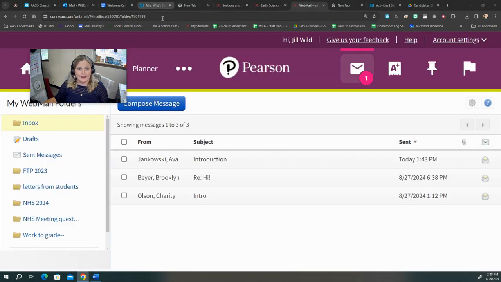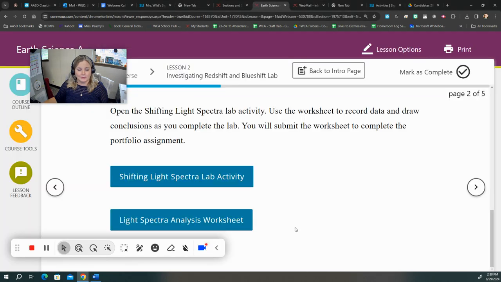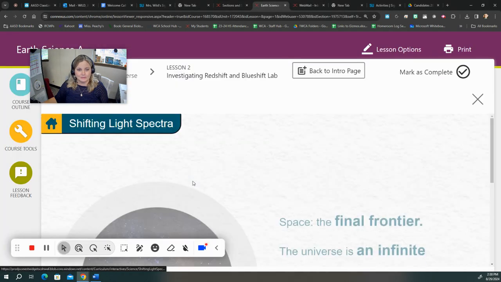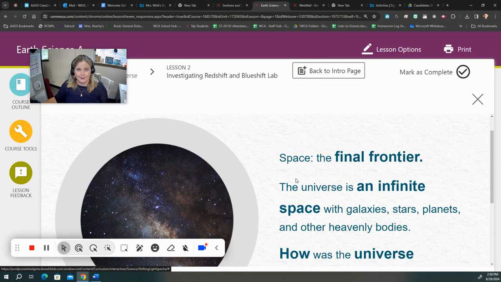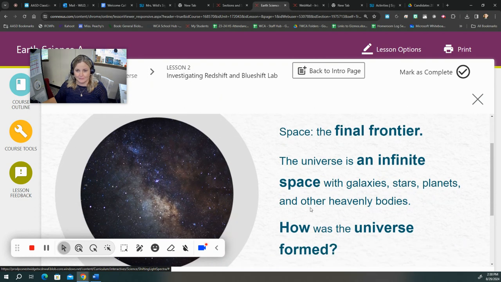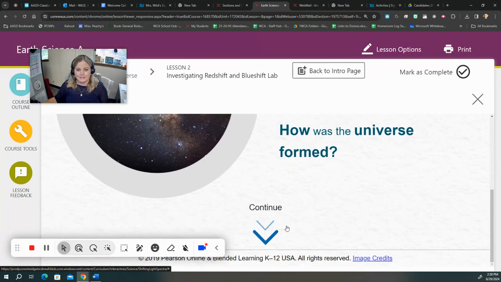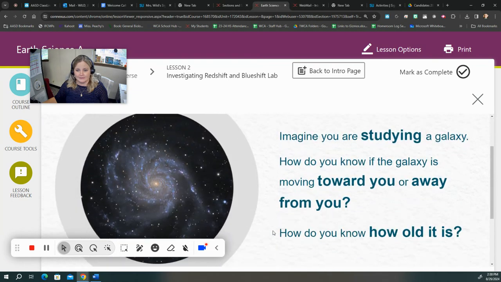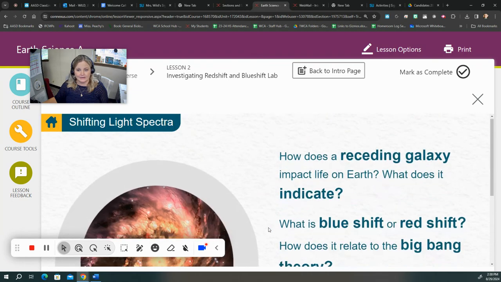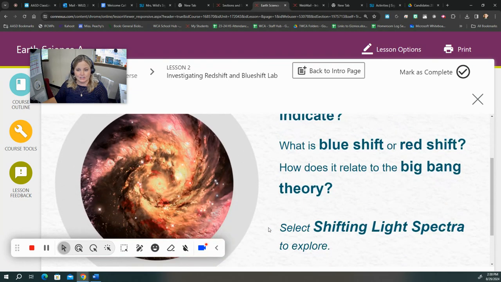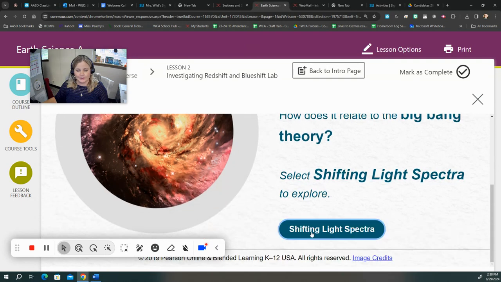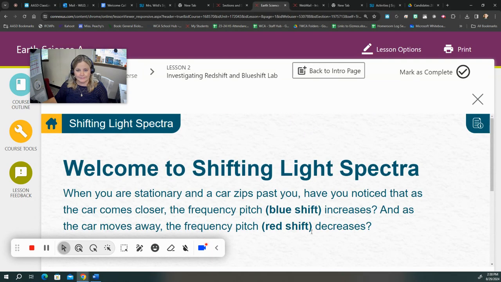I lost my page again. There we go. So we're going to go to the spectral lab activity, and I have my computer zoomed in really far because I'm very blind, but we're just going to hit the continue button. We're going to look at whether we can indicate if it's red shifting or blue shifting, so we're going to click on shifting light spectrum.